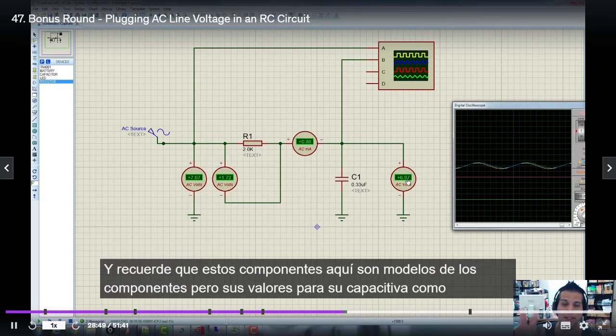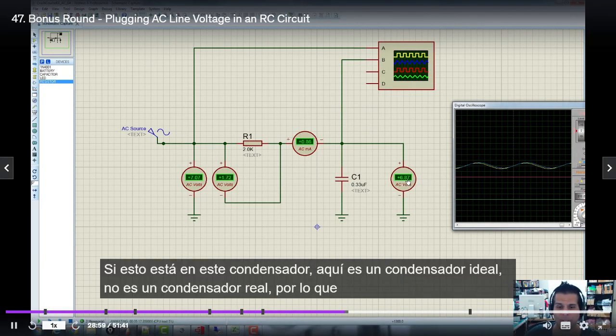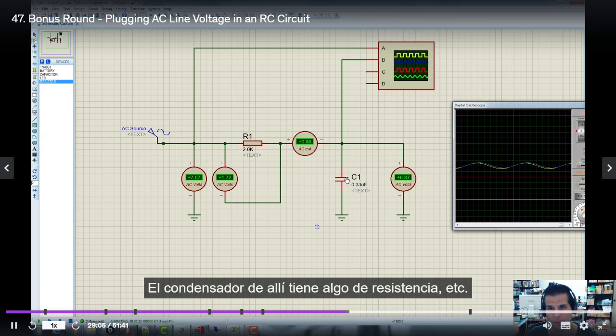And remember, these components right here are models of the components. If this capacitor right here is an ideal capacitor, it's not a real capacitor, so it has no resistance. The capacitor over there does have some resistance, and so on.